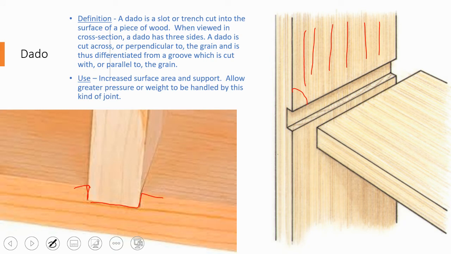Increased surface area and support, and allows greater pressure or weight to be handled by this kind of joint. So this would be a good joint to use for stairs or for a bookcase, for example.